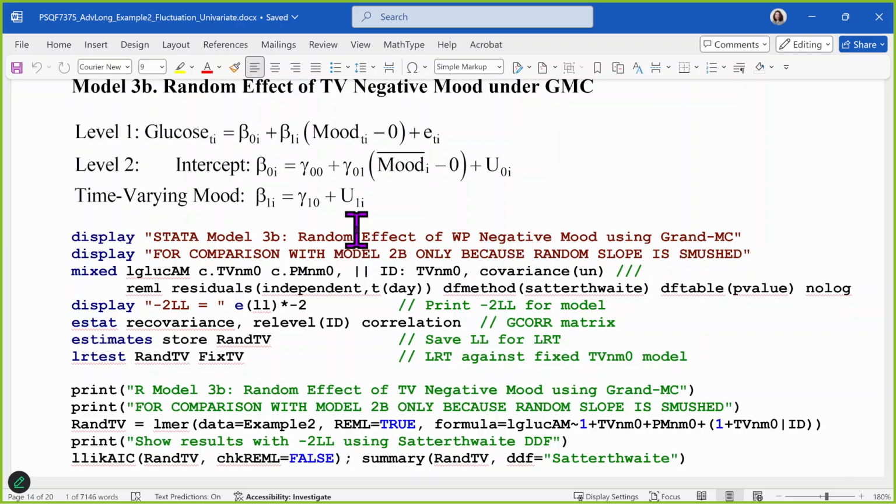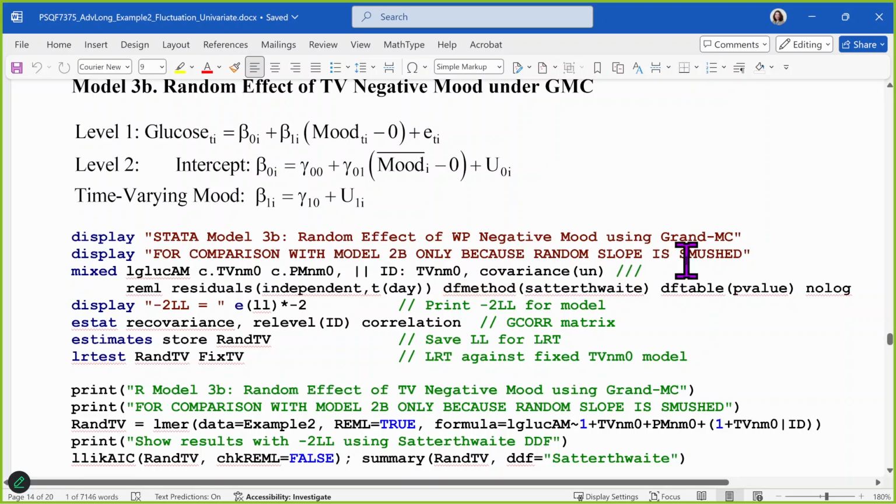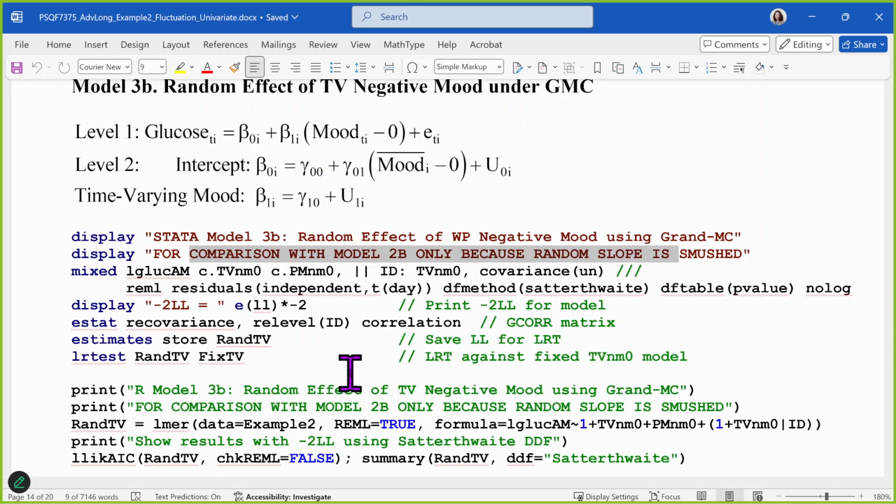So this random slope is smushed. And so that's why I have in capital letters here, for comparison with Model 2B only, because the random slope is smushed. So for many years, I knew that if you fit the model both ways, you did not get the same answer for the variances.